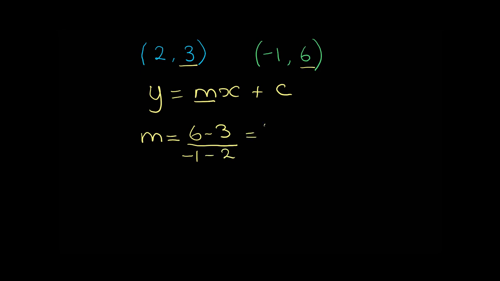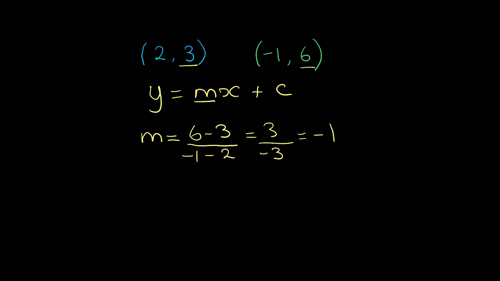6 minus 3 is 3. -1 minus 2 is -3. So altogether that gives me -1 as my gradient. How are we going to work out what the c part is? Well, you can do it by using just straightforward substitution. That's the first way that I'm going to show you.